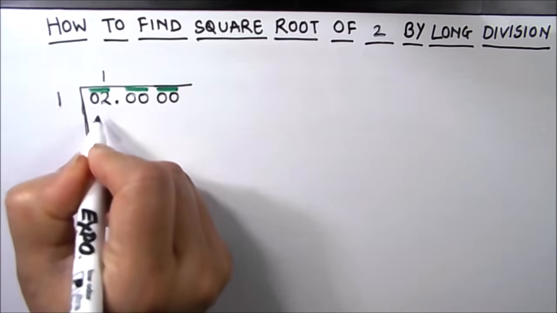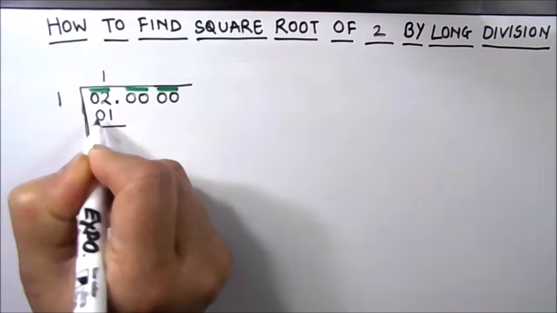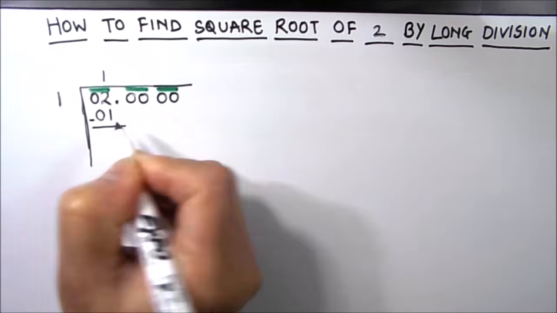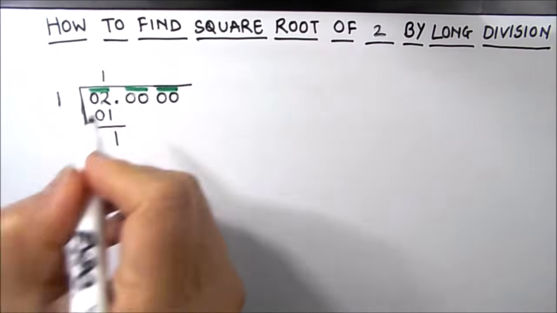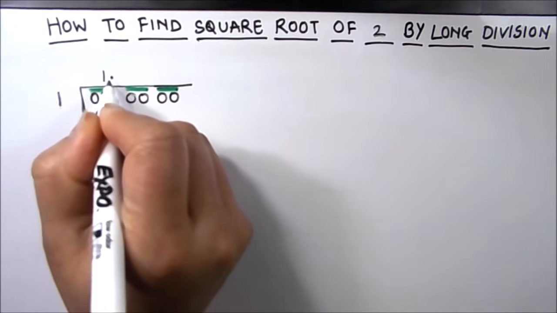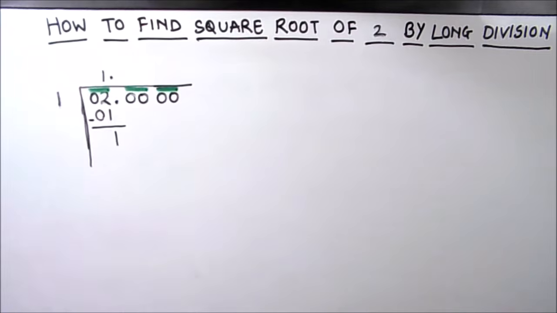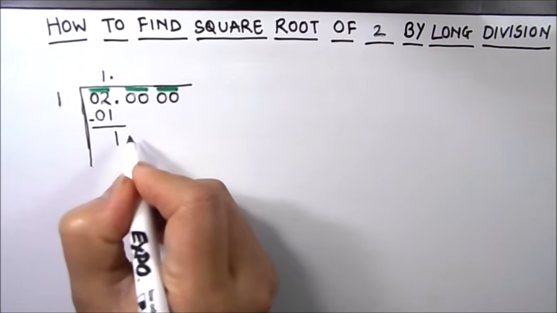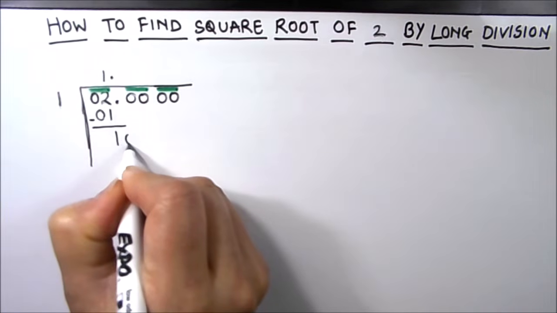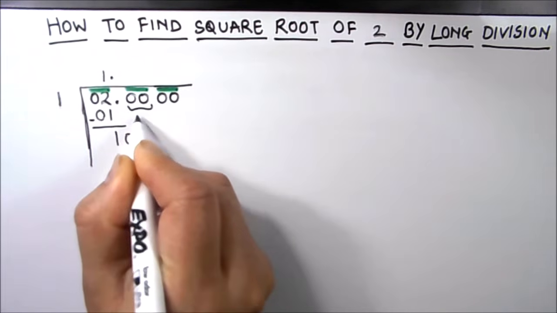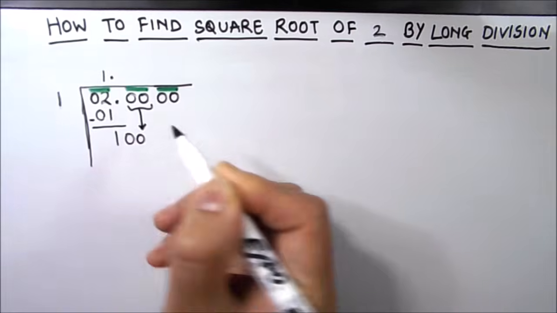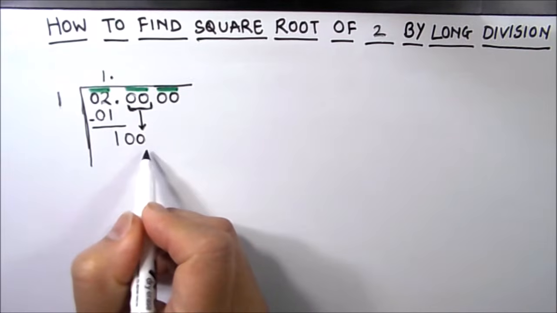So 1 times 1 is 1. Now we'll subtract these numbers. So we are going to get 1. And then after that we have a decimal point, so we are going to put a decimal point in our quotient. The next step is to drop down the next period. So our next period is 0 0. We are going to drop down these two zeros together. Now our new dividend is 100.